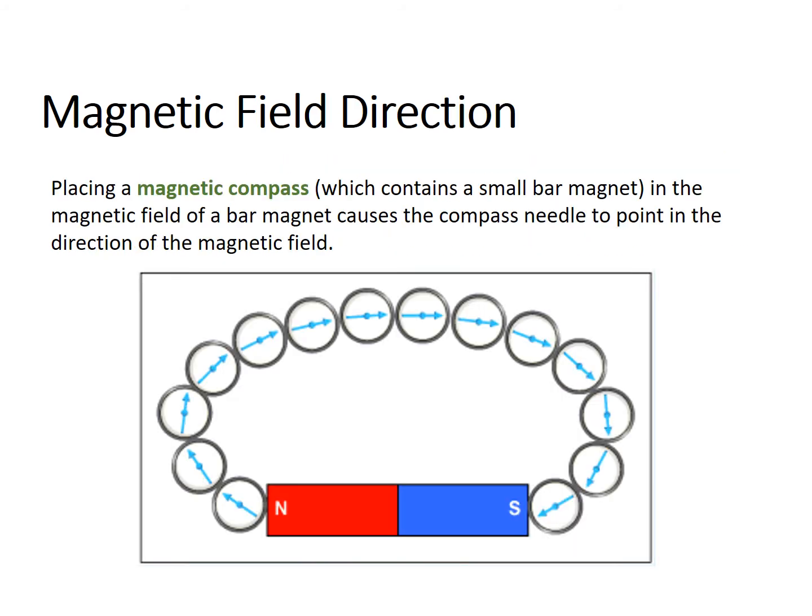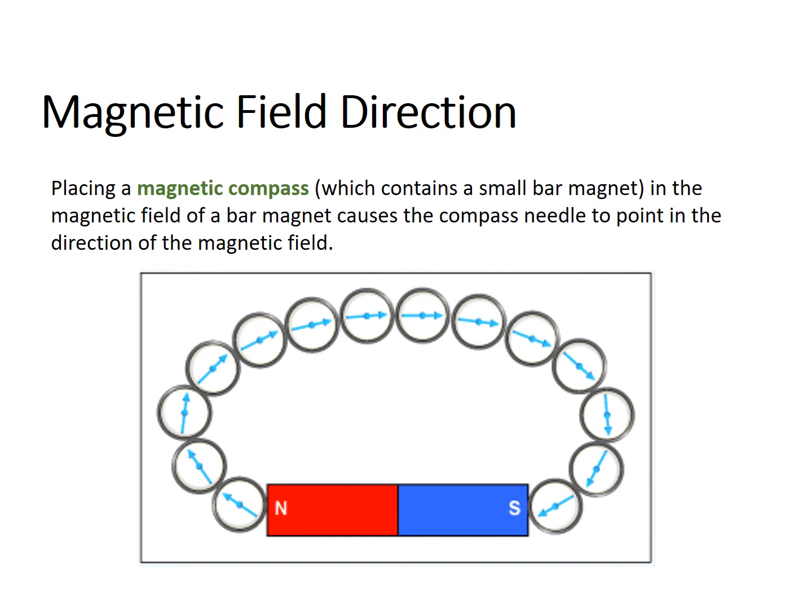Now the next thing we need to consider, apart from the shape of magnetic fields, is how we plot the direction of a magnetic field. Now to do this, you need to use a magnetic compass. A magnetic compass has a little arrow inside it that is also a bar magnet. The end of the arrow, or the point of the arrow, is the North Pole, and the other end is the South Pole. Works exactly the same way as a bar magnet.